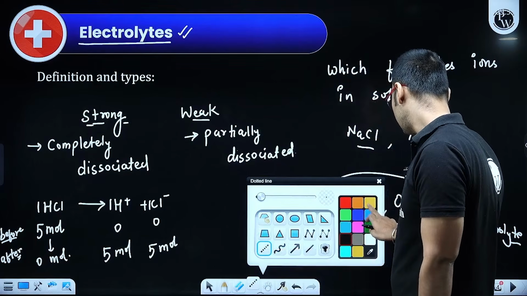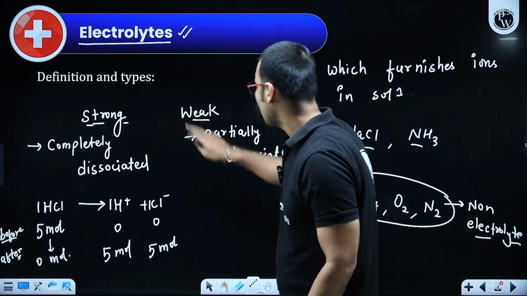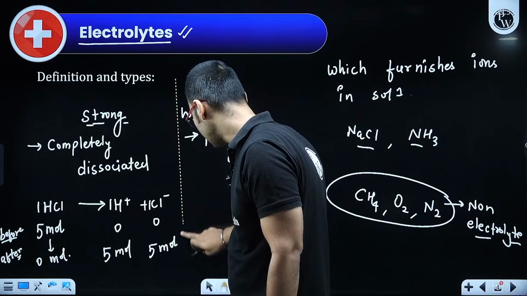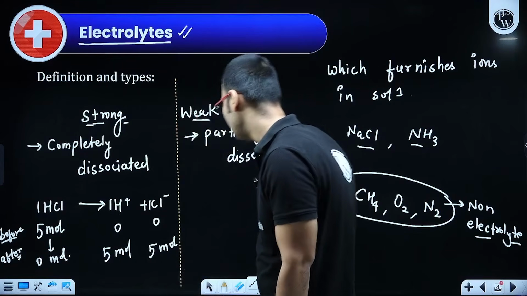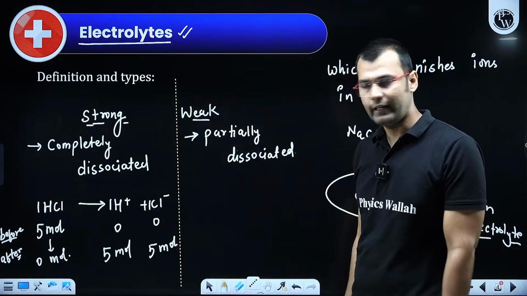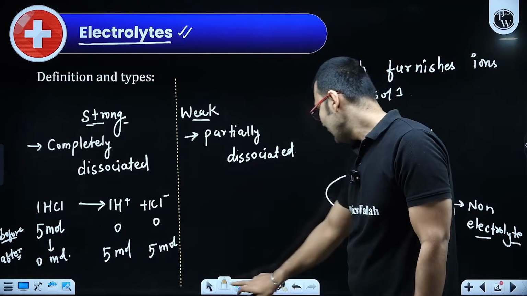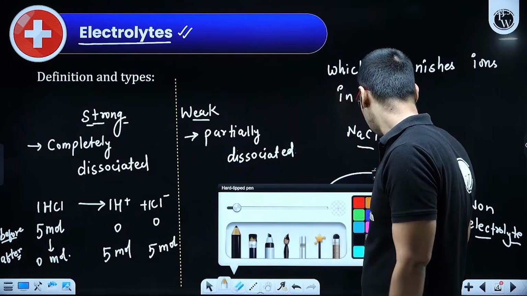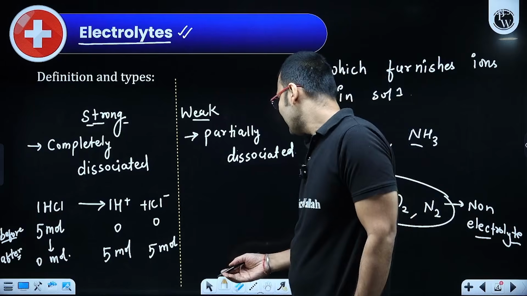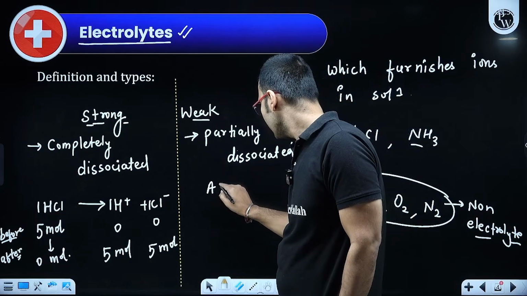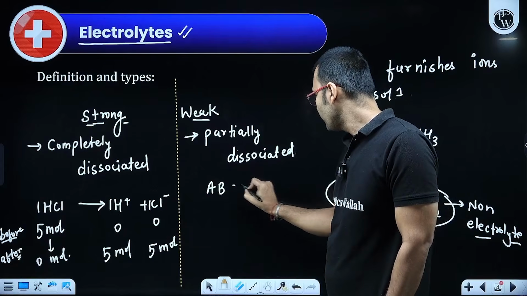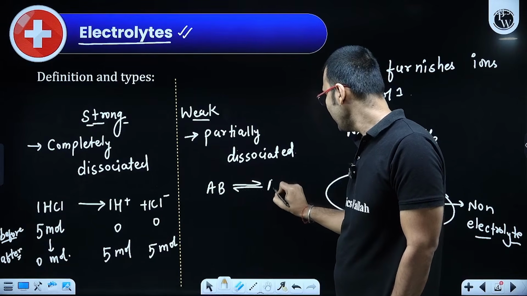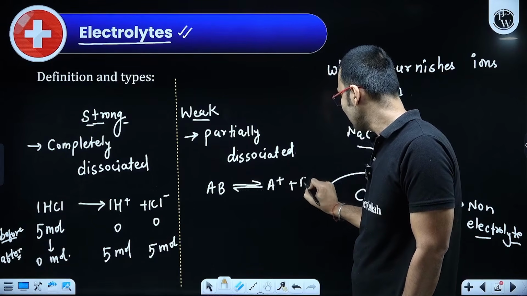But instead of HCl, and I took one example also, you need to remember in this chapter some of the strong and weak electrolytes, and of course HCl is one of the examples of strong electrolyte, right? But on the other side, if you talk about weak electrolyte, right? So if I say in general that AB is one example of weak electrolyte, so AB will decompose into A plus ion and B minus ion.